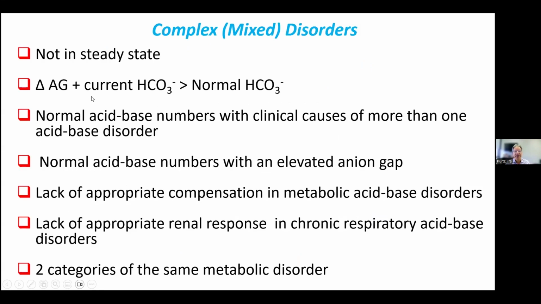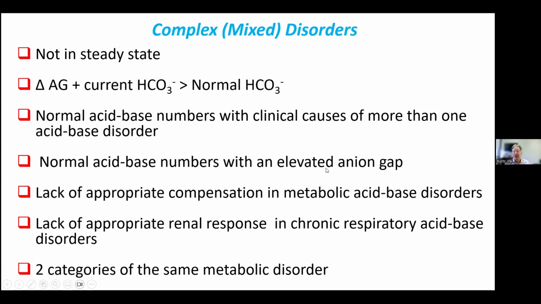So again, here are all the categories that you have to think about clinically when you don't have numbers that fit so-called simple acid-base disorders, one of the 6 rules shown in the original slides. It could be that you do have a simple acid-base disorder, but you're just not in the steady state. Remember to add the current bicarbonate to the delta anion gap to see if it's greater. This should be greater or less, actually. It could be less than normal. Normal acid-base numbers with clinical causes of more than one acid-base disorder is something you need to think about.